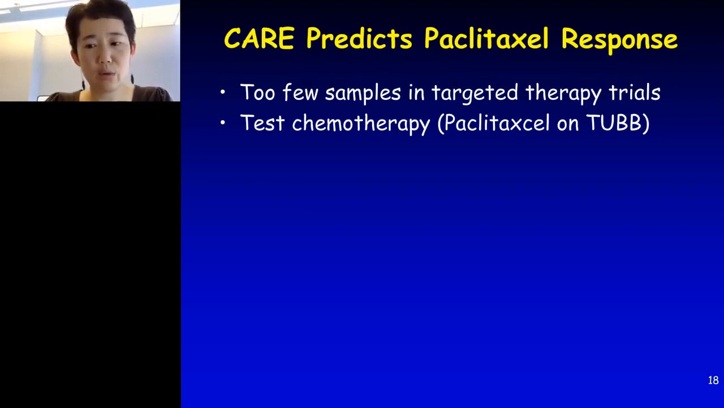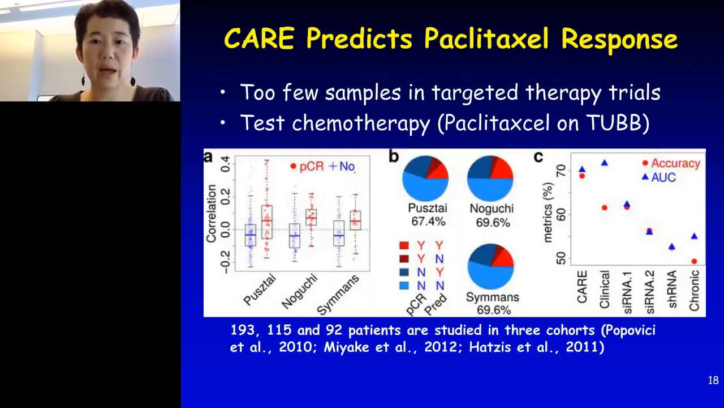And we did look at the tubulin gene expression, and indeed, the patients with higher tubulin are more sensitive to paclitaxel, which tells us that we could use the CARE model on the existing chemotherapy trials of paclitaxel. And so here we collected 3 different clinical trials.